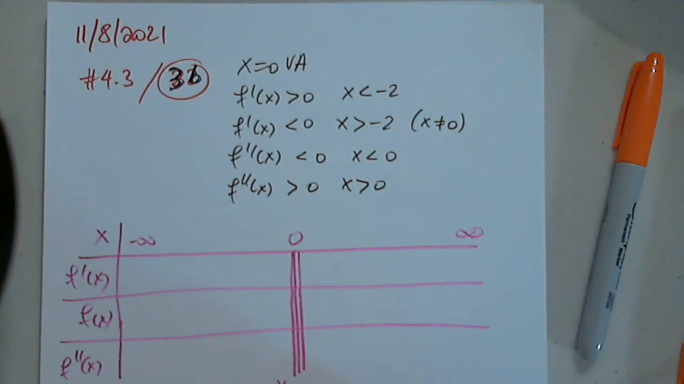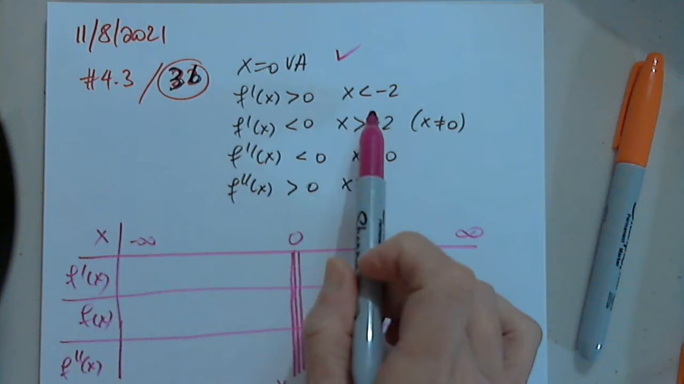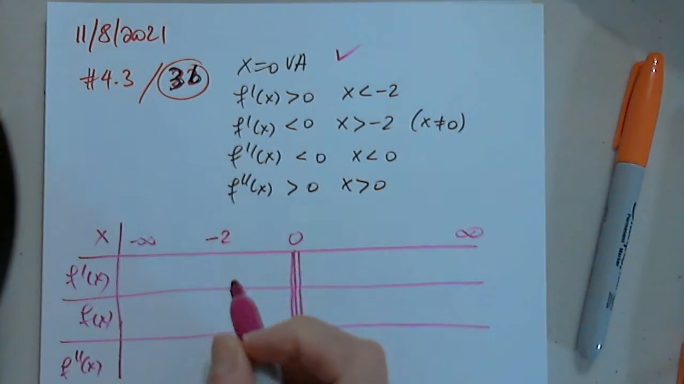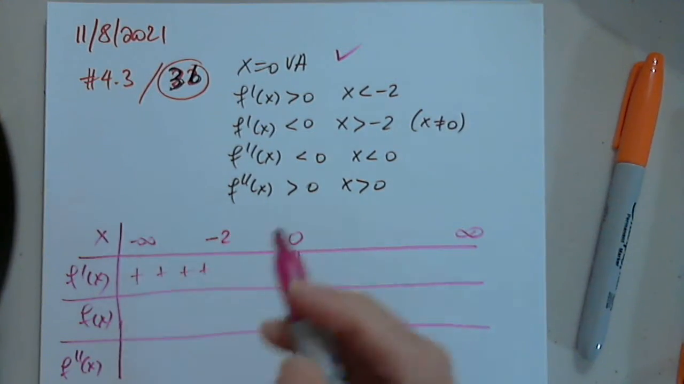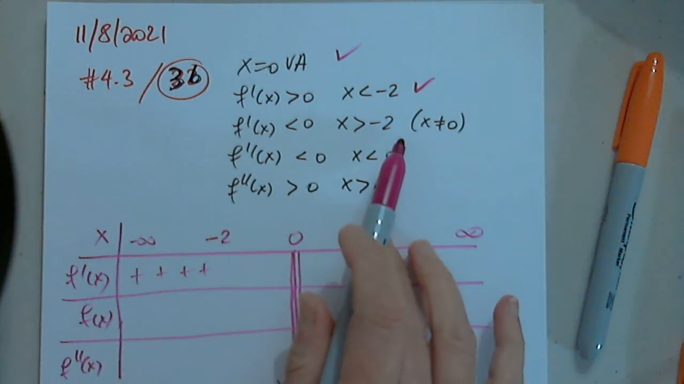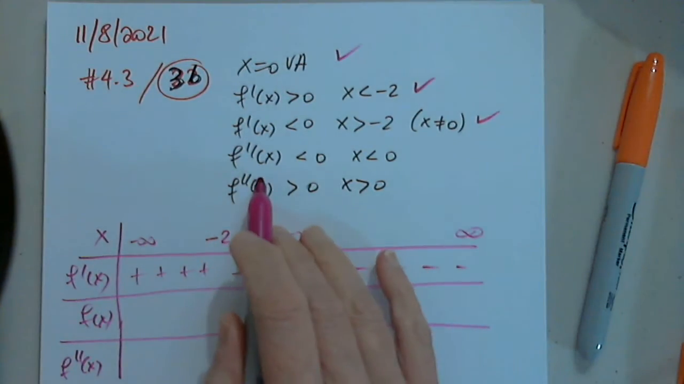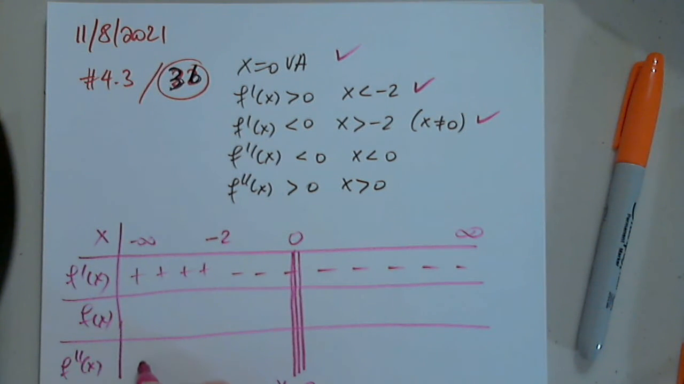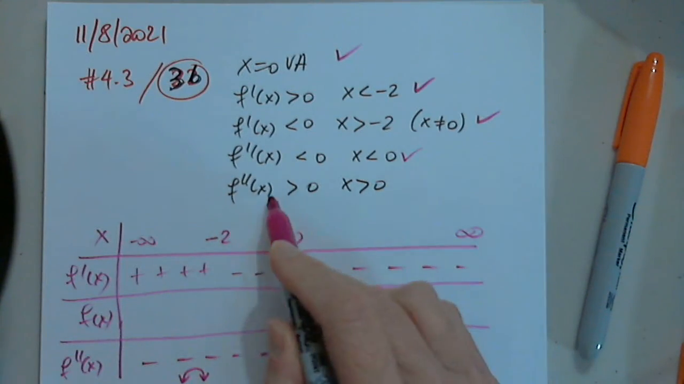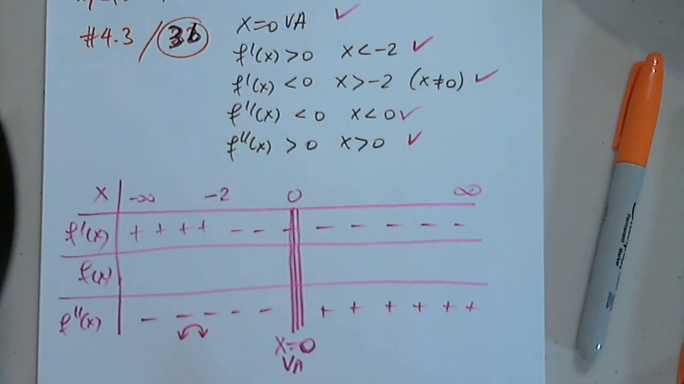So x equals 0 is a VA. So that is taken care of. The first derivative is positive for x less than negative 2. Is negative for x greater than negative 2. The second derivative is less than 0 for x less than 0, and it's positive for x greater than 0.